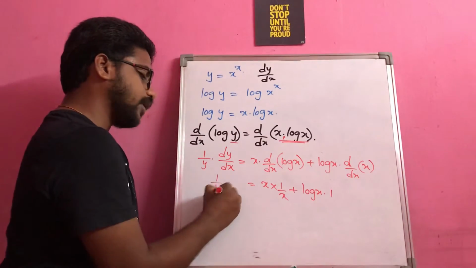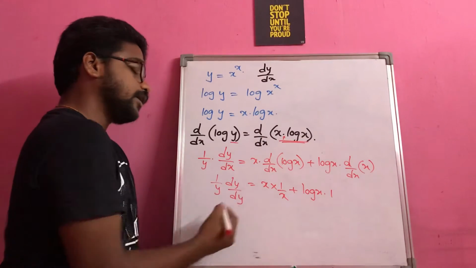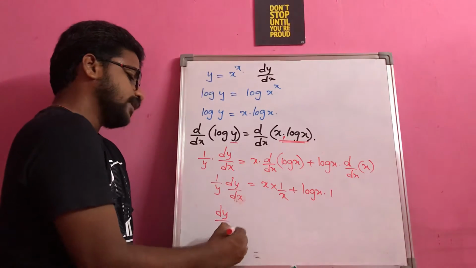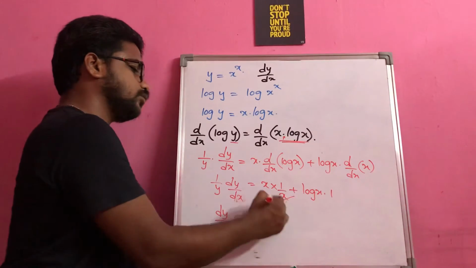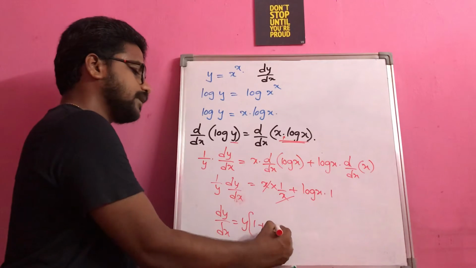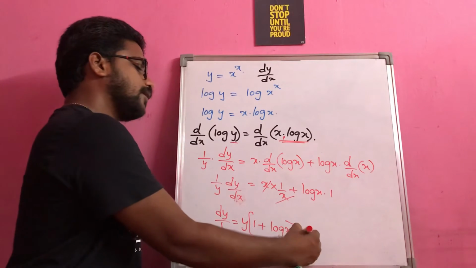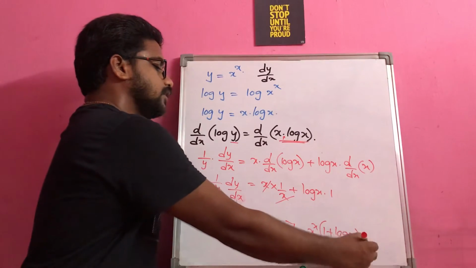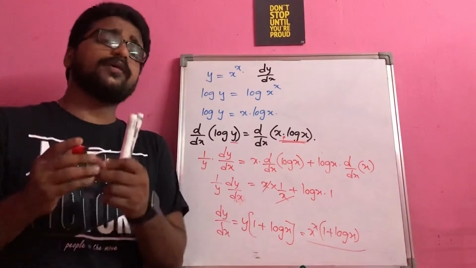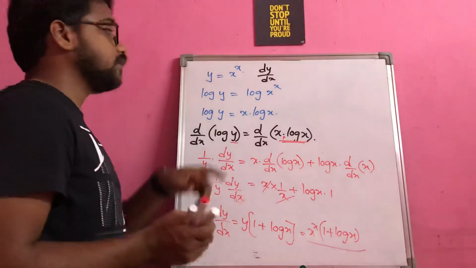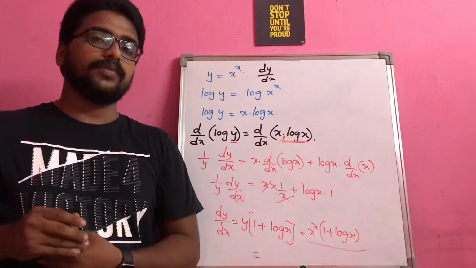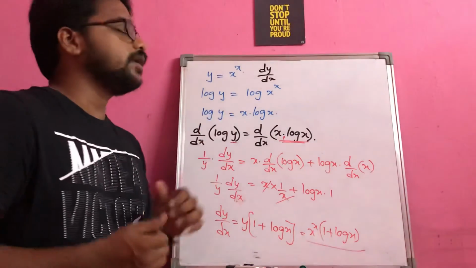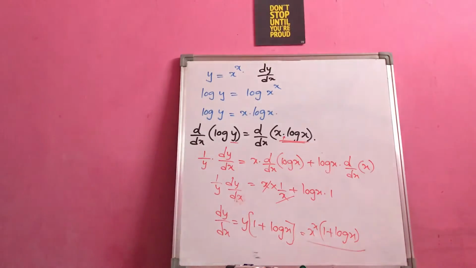So you will be getting 1 by y dy by dx, but you need only the dy by dx value. So send this y to the other side. dy by dx is equal to y into 1 plus log x, but y can be replaced with x power x into 1 plus log x. So this is how you have to apply the differentiation for the power function model. Just copy down this. We will discuss a few more questions on this model and then we will end the class.